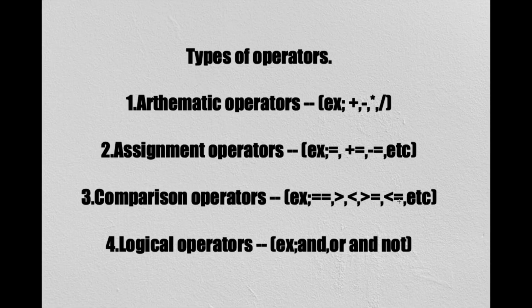Suppose if a is 3 and b is 45, if you want to check whether they are equal, or a is greater than b or b is greater than a, anything, then we can use this comparison operator. The example for these we will see in practice set. So our next type is logical operators, that is and, or, and not. These we will see in future videos, so you don't need to worry about that. Just know these types for now.